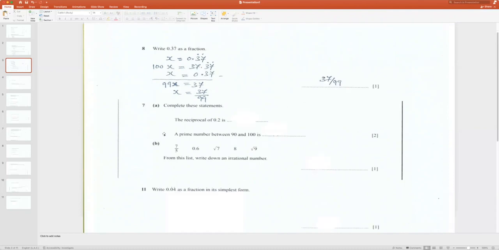Complete these statements. The reciprocal of 0.2. Reciprocal means we have to write it as 1 over 0.2.